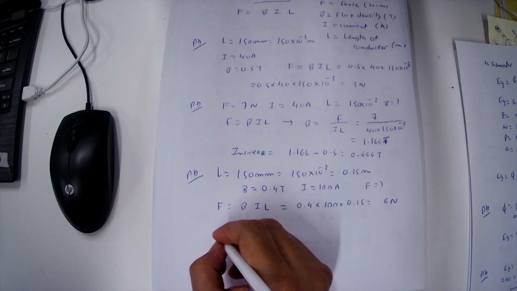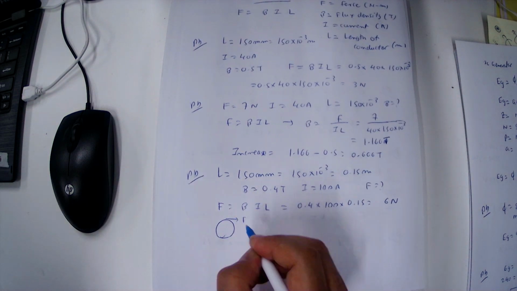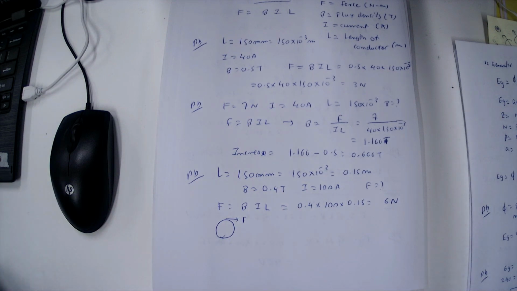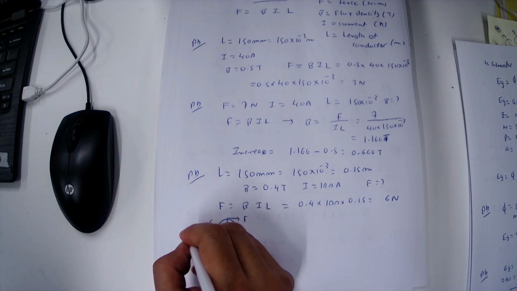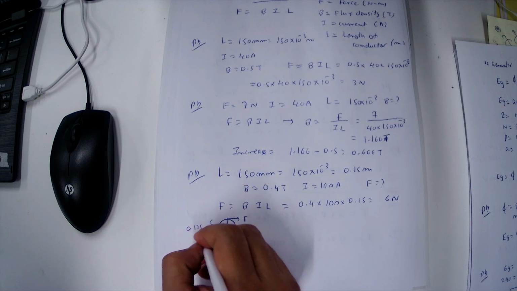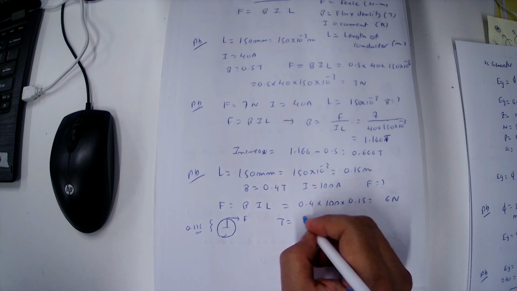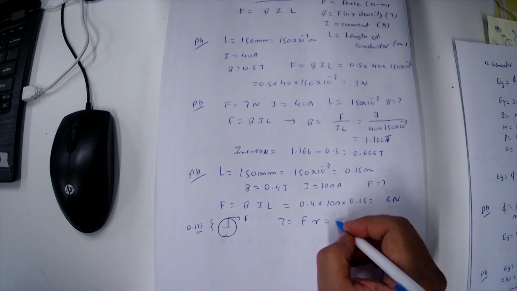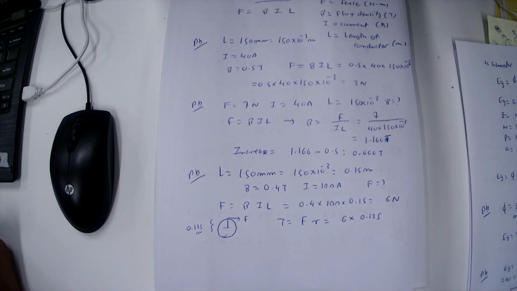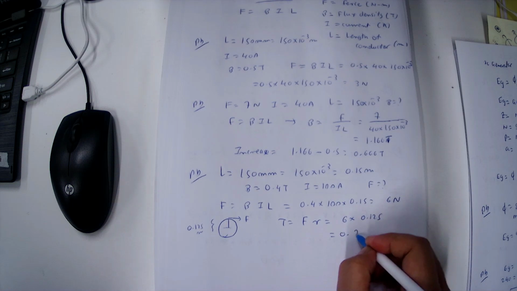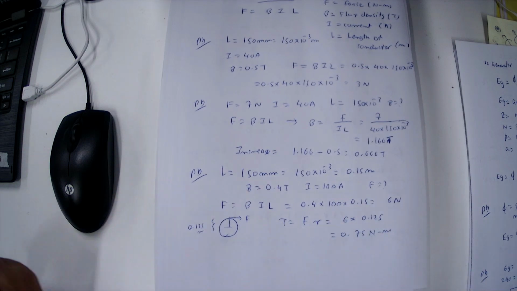So the force acts on the radius. The radius is 125 millimeter, which is 0.125 meter. Torque can be calculated as force multiplied by radius. The force is 6 Newton, the radius is 0.125. So that will be 0.75 Newton meter. Torque is 0.75 Newton meter. So this is the answer.